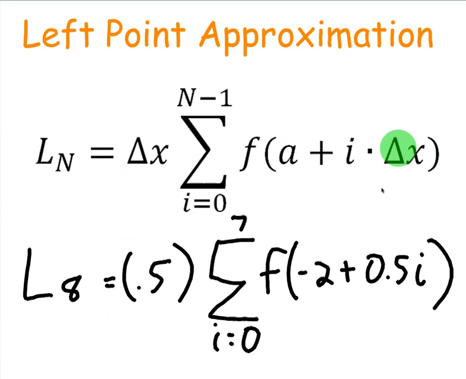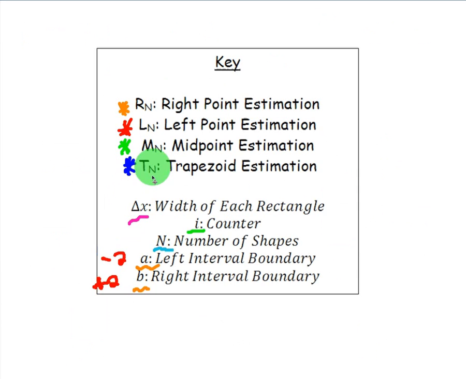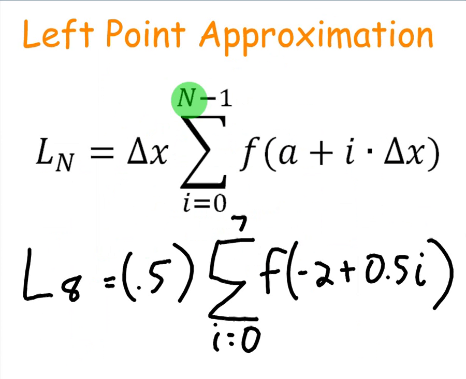Now the last thing I want to talk about is the top of the summation, which is where you stop adding. Now n, let's go back to our key, is going to be represented by the number of shapes, in this case rectangles. Now since we're using 8 rectangles, we only want to go to 7. Now why is that? Well, if you start at 0 and go to 7, that's actually 8 total, okay? And so the last value up here for our summation notation, since we're using 8 rectangles, is going to be 7.